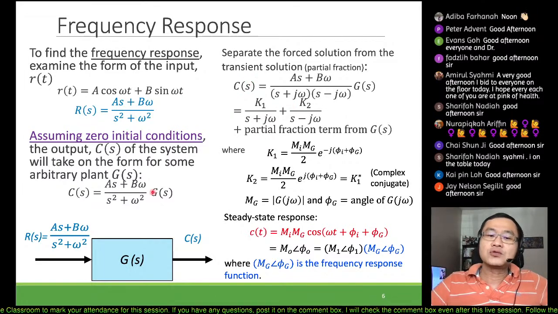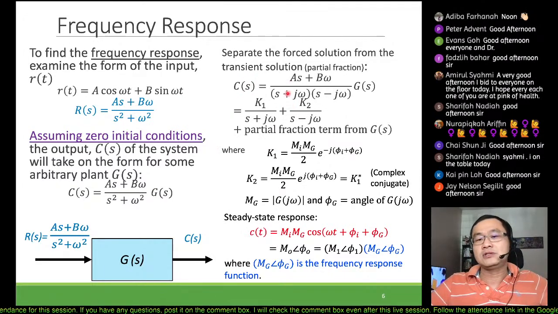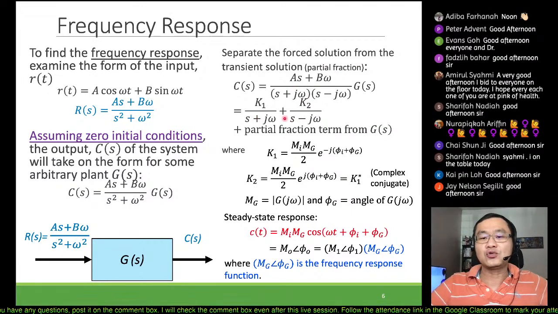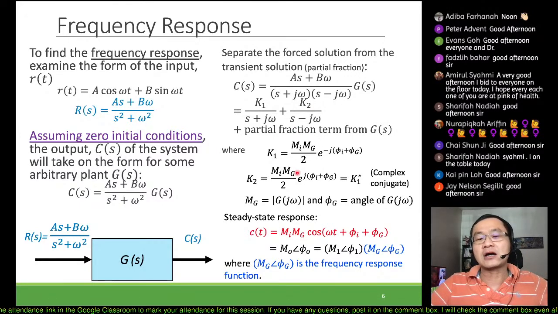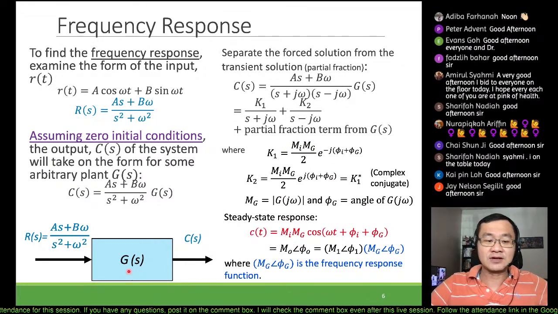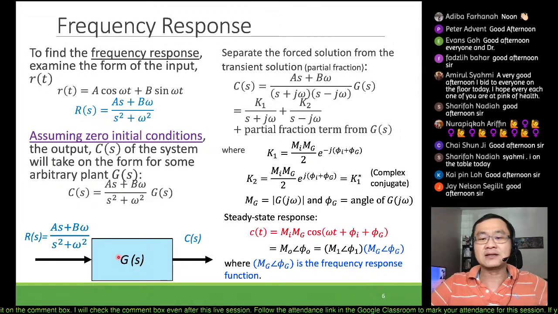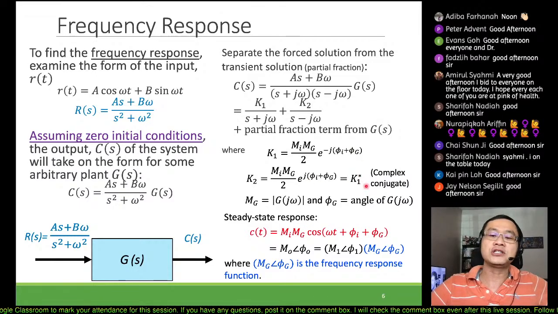In order to solve this, we just take the partial fractions and break them into two parts. Then, when we check these two parts properly, the k1 and k2 terms themselves consist of the magnitude of the input and the magnitude of the gain, which defines the transfer function, as well as the input itself. So this k1 and k2 are actually complex conjugates, so we can write k star 1, which is the conjugate of it.